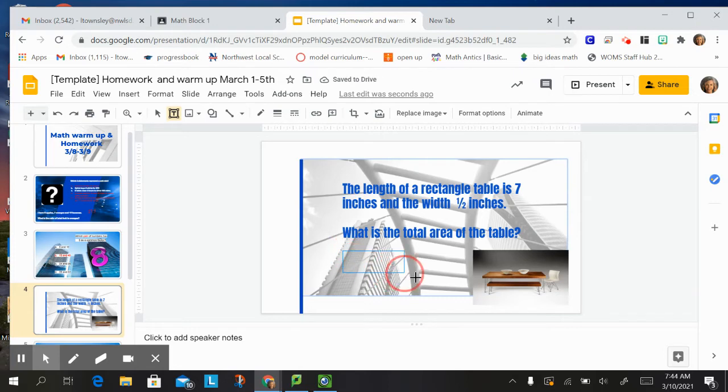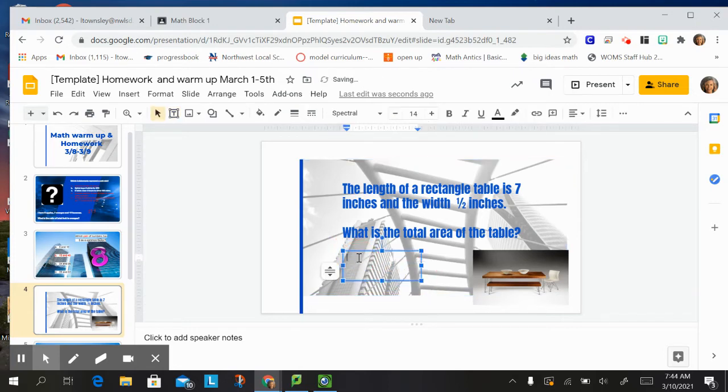Okay, I'm going to add another text box in here. I know that you know that it is length times width. Okay? Let me make it bigger. I'll make it bold. Okay, length times width. So if my length is 7 times 1/2, I just have to multiply that out.